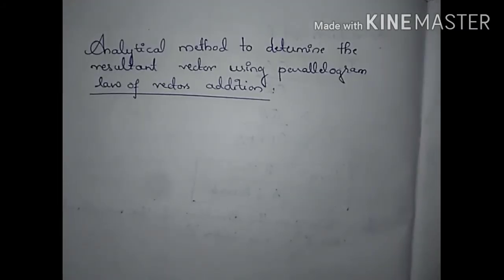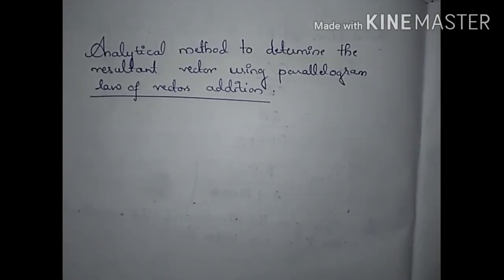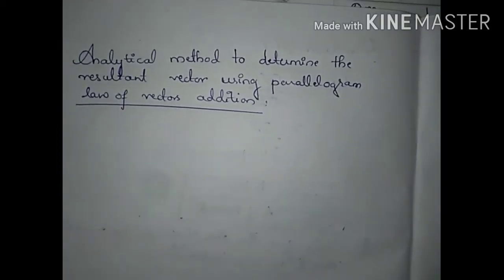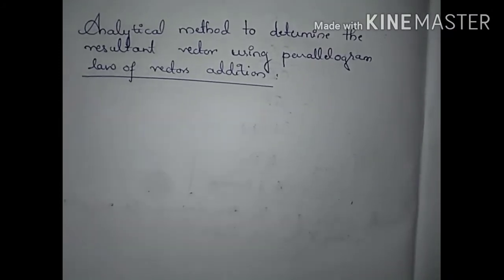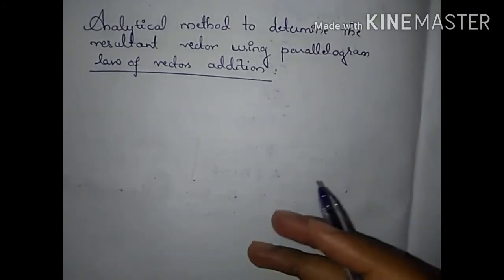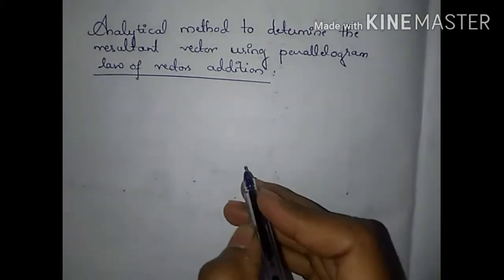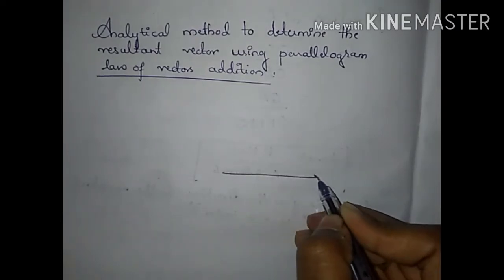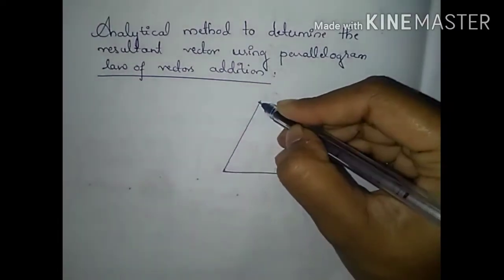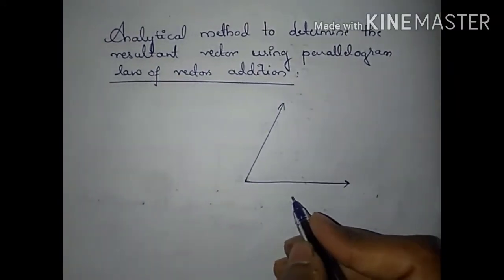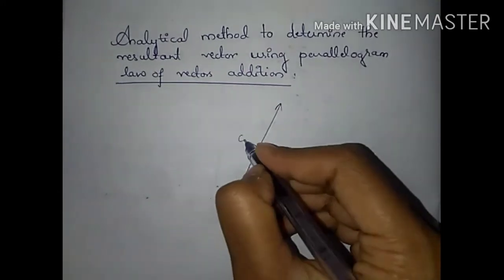So the next topic is the analytical method to determine the resultant vector using the parallelogram law of vector addition. In our earlier classes we understood what the parallelogram law of vector addition is. Now we have to use the analytical method to determine the resultant vector. So let us consider vector P and vector Q, which form the two sides of a parallelogram. So this is vector P and this is vector Q.